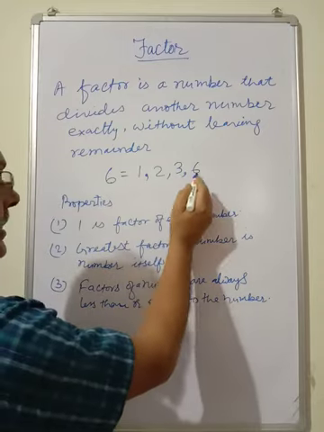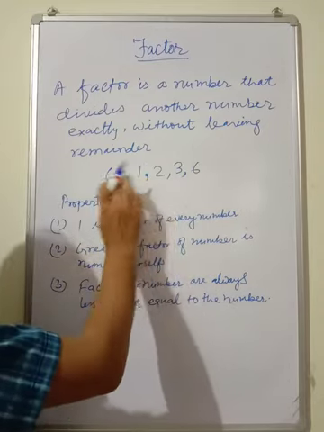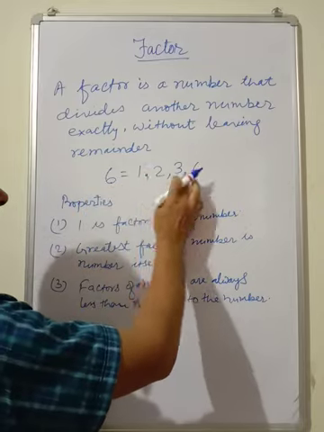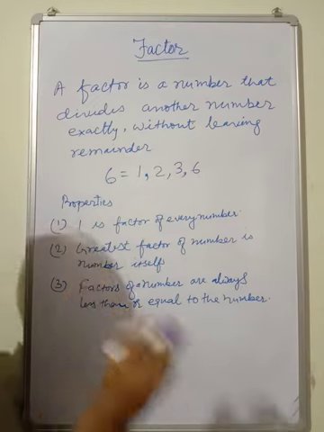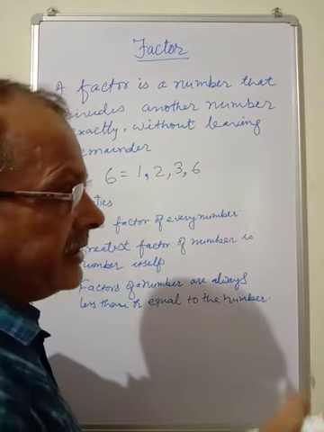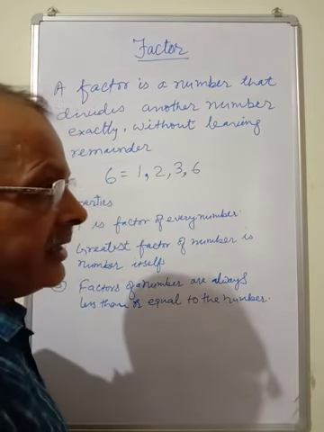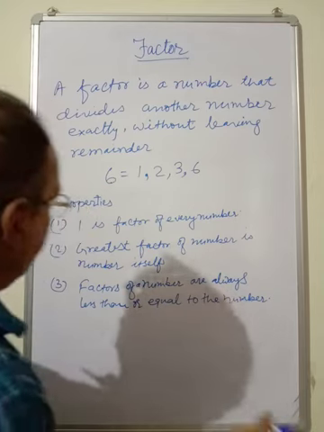See all the factors, either 1 is less than 6, 2 is less than 6, 3 is less than 6, but 6 is equal to 6. Never greater than the number. Factors are always less than the number or equal to the number.